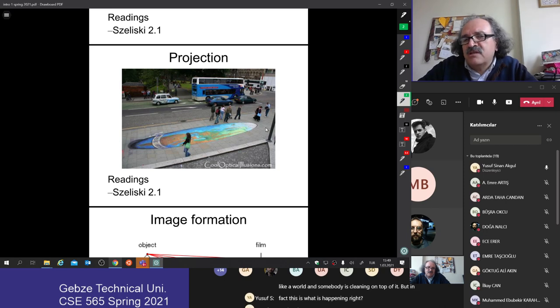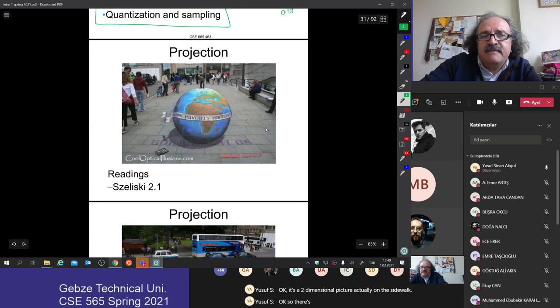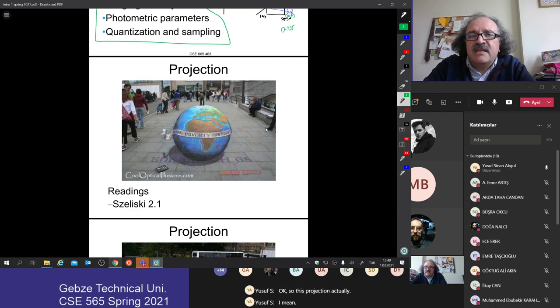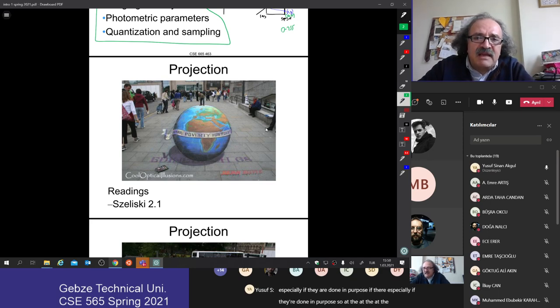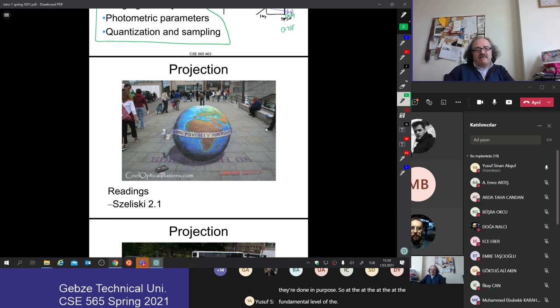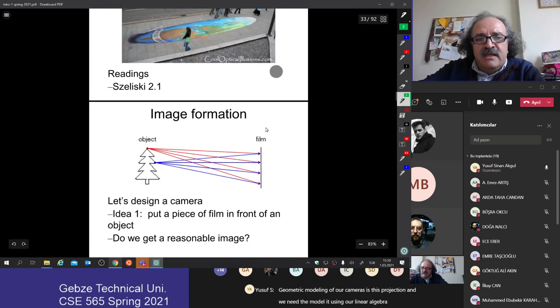Okay, it's a two-dimensional picture actually on the sidewalk. So this projection, projecting the three-dimensional information to 2D, is happening here too. Since we are losing one of the dimensions when we do the projection, of course we are going to have these kinds of illusions, especially if they are done on purpose. So at the fundamental level of the geometric modeling of our cameras is this projection, and we need to model it using our linear algebra techniques, and we are going to see it.